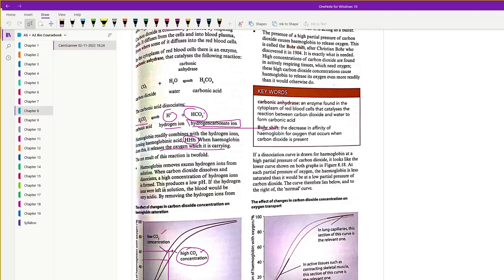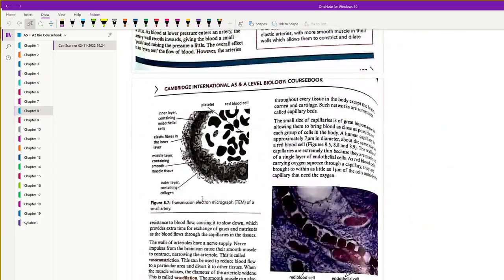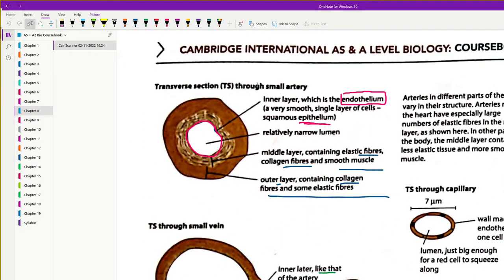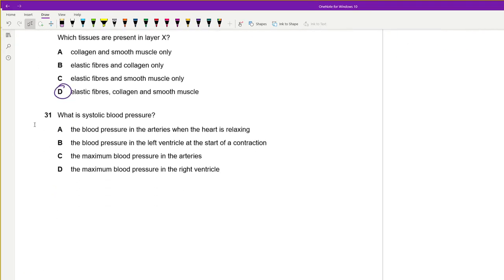This is basically chapter 8, transport in mammals. So you need to know the structure of veins as well as arteries. All right, check this. It's just endothelium, the inner layer. Middle layer contains elastic fibers, smooth muscle, and collagen. The outer layer contains some elastic fibers and collagen. It doesn't really contain muscle. Okay, this is a very important question for you guys. 31. What is the systolic blood pressure? Interesting. So basically, the systole corresponds with the contraction of the ventricles.